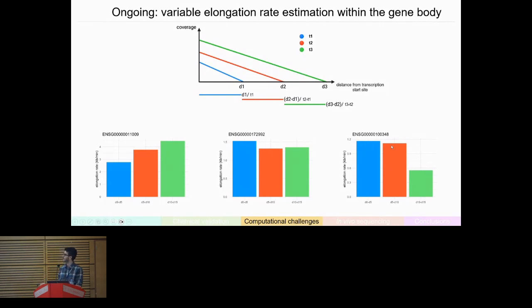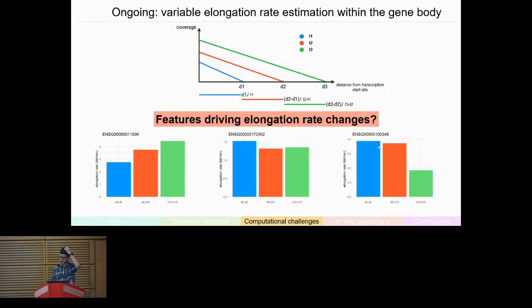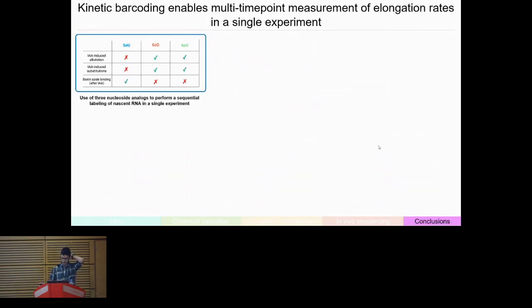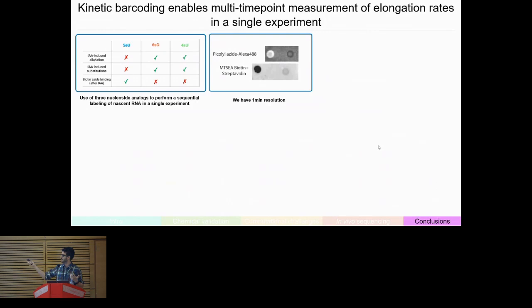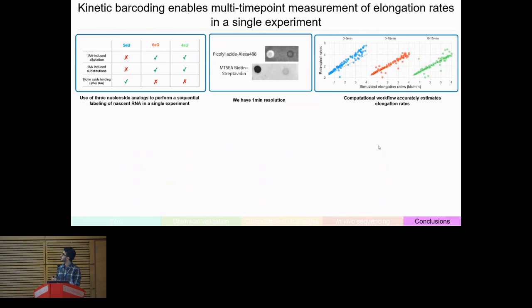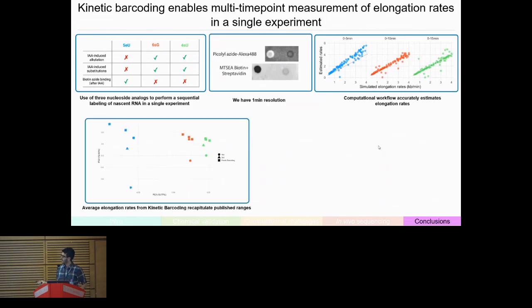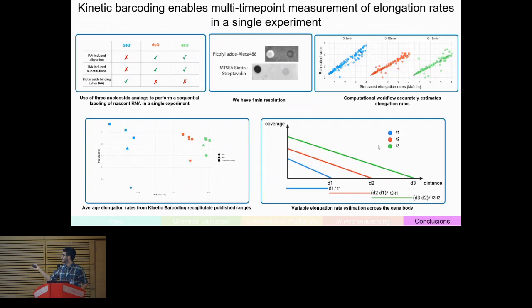So the next step is clearly to improve this metric, but also to be able to distinguish what features might be driving these elongation rate changes. What I showed today is that we can use 3 nucleoside analogs to perform a sequential labeling of RNA in one single experiment that we can still sequence, with 1 minute resolution; that we have this computational workflow that can estimate elongation rates; that the average elongation rates from this technique, kinetic barcoding, can recapitulate published ranges; and that we're starting to analyze variable elongation rates across the gene body.